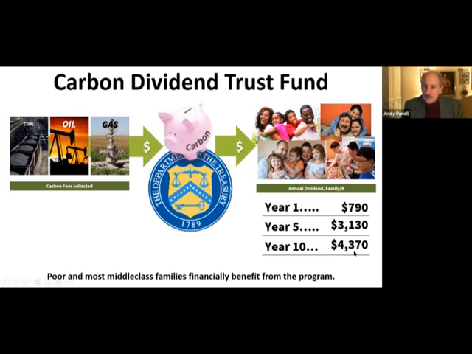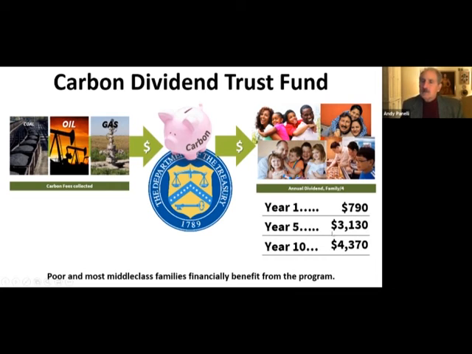And in year 10, $4,000. Now, is that free money? No, these guys are going to raise their prices. And they're going to pass that on, and energy intensive products are going to go up. But these fees will cover that.